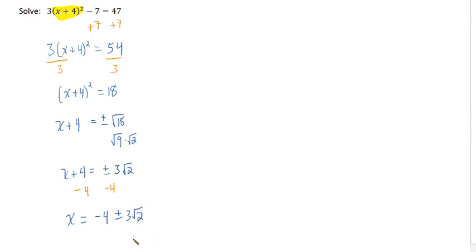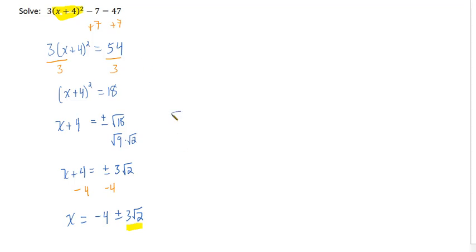Now, it's very tempting to want to combine the negative 4 and the 3 somehow. But remember, this 3 is being multiplied by the square root of 2. And so these are not like radicals, and they're not like terms.